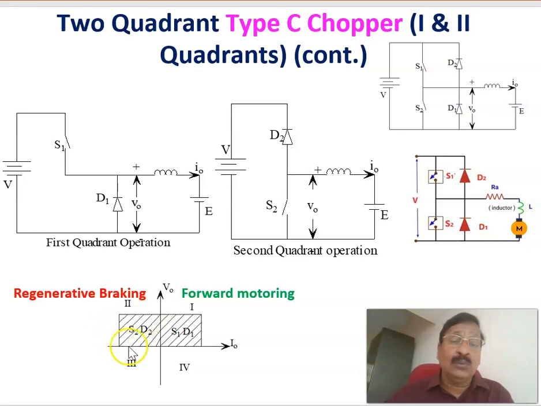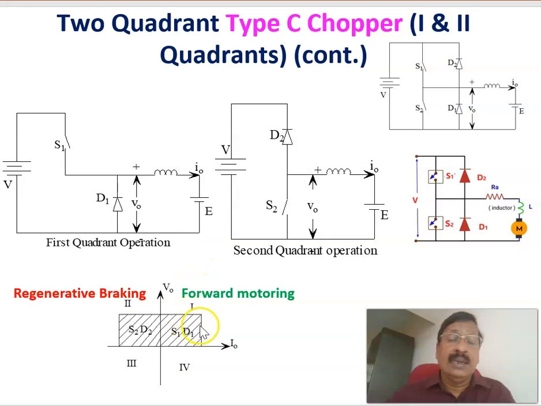Therefore, the product of voltage and current is negative, meaning negative power, which means reverse power is flowing. Or another way, we can see it as T into omega. This is the T axis and this is the omega axis. The product of T into omega is negative, which means the motor braking action is taking place, and the power is flowing from the motor to the source.